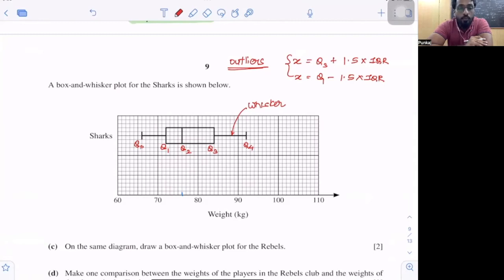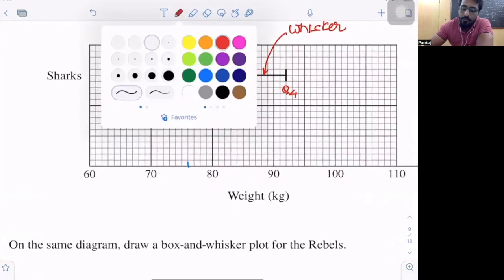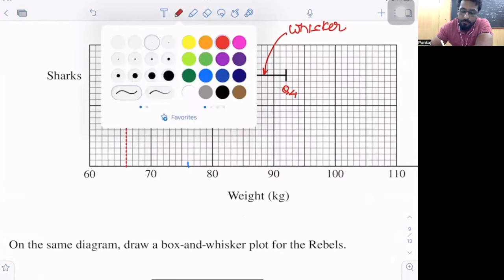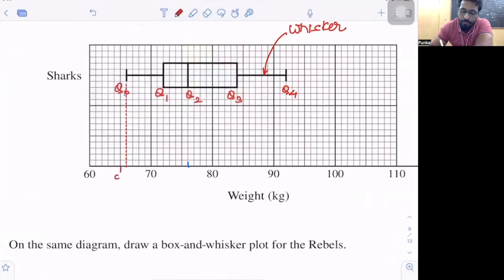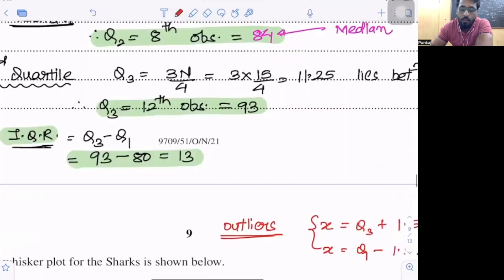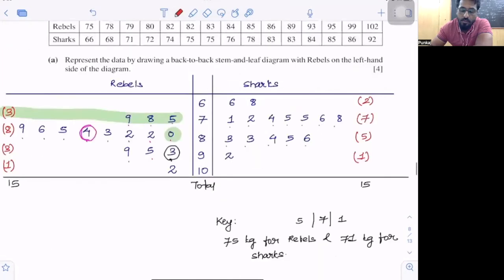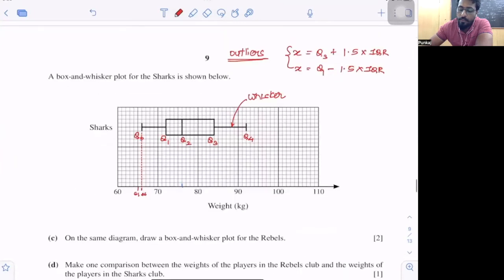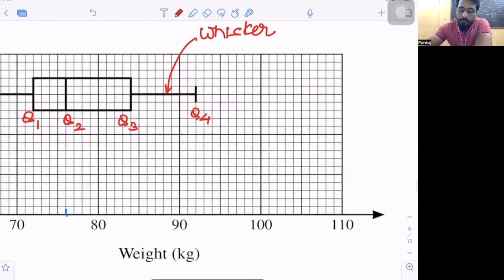You can observe this q naught is given to us. If you observe, can you see q naught? It's coming over here, right? So that's 65. This is 66. So you can observe here, your first value was 66. The last value is 92. So you can again come back over here. See, that's 92, right?